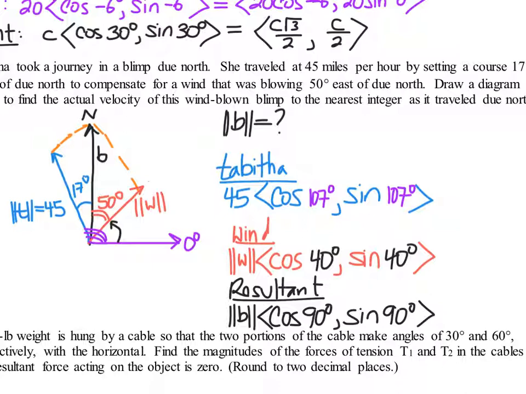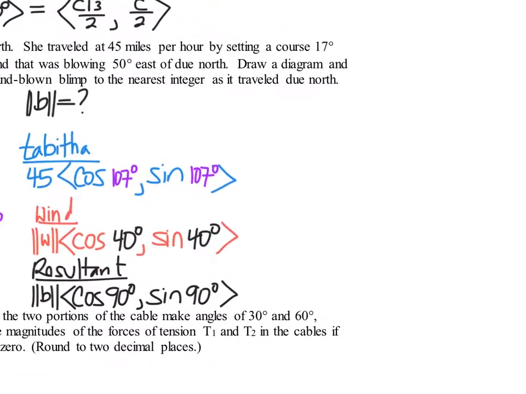As long as you have some sort of way of knowing that the sum of Tabitha's information and the wind's information should be the resultant, right? So basically, I'm going to take the components and add them together and come up with a system of equations. So that's where the next step in this magical journey comes from.